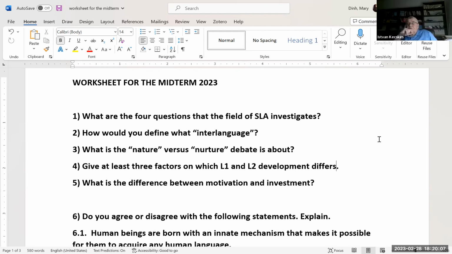Yes. Exposure is also a factor because, as far as the first language is concerned, you are exposed to the first language all the time. As far as the second language is concerned, that is very limited in comparison to what happens in the first language. Yes. Anything else?